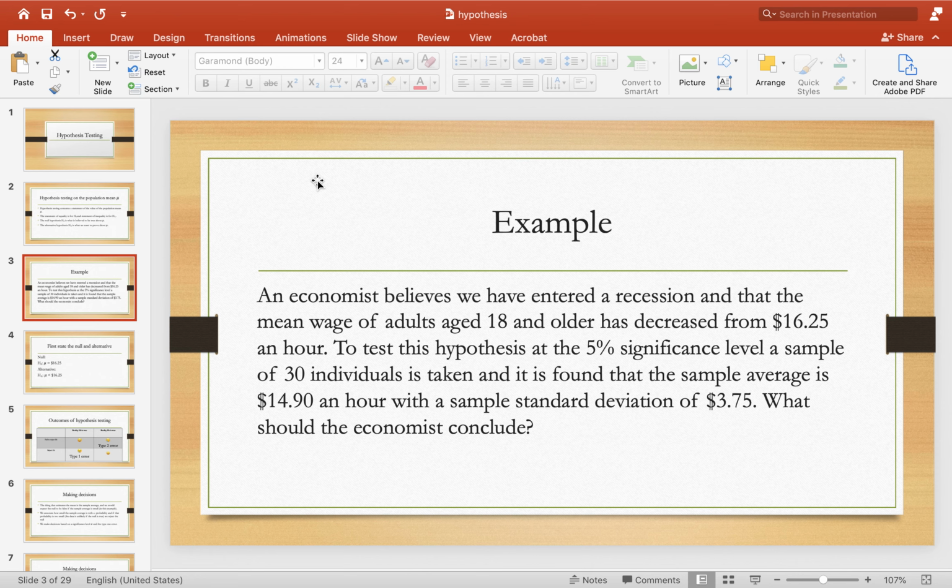Or is there not enough? Is it only weak evidence? If you were to take another sample of individuals, maybe you'd get a sample average of $16 an hour, or maybe even more. It all depends on how much variability, how much odds, how much probability you have.